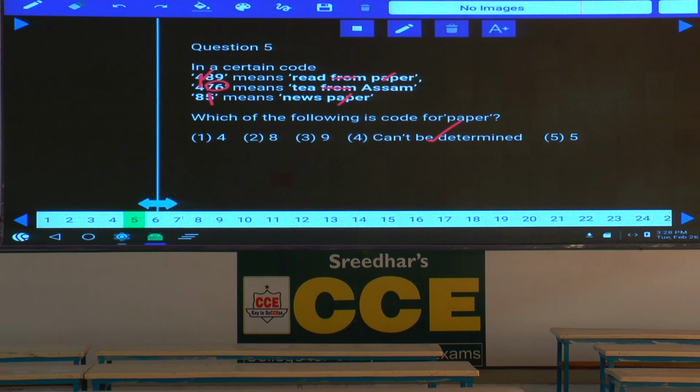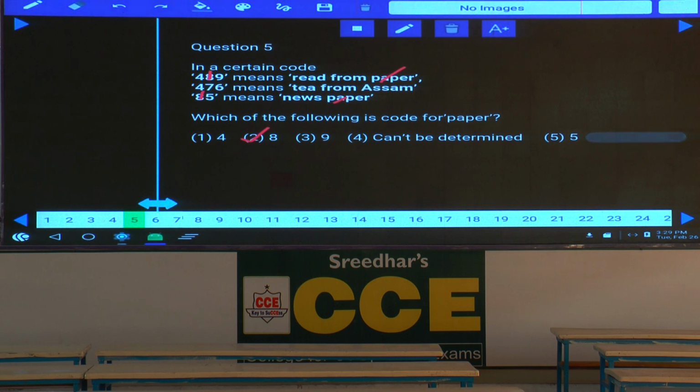Then question number 5. Now in the fifth one, which of the following is the code for paper? Now paper is there in the first and the second. Third statement, now news is not there. By comparing the first and the third, paper is the only word which is common, and the code which is common is 8, and the code to the word paper is 8, choice 2.